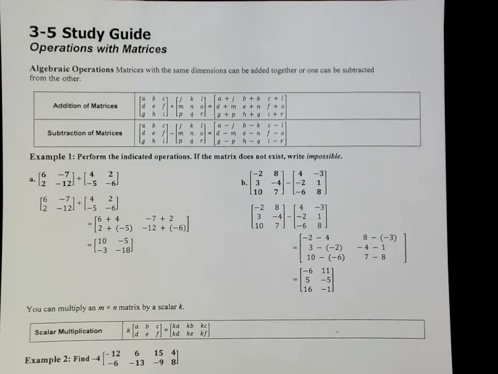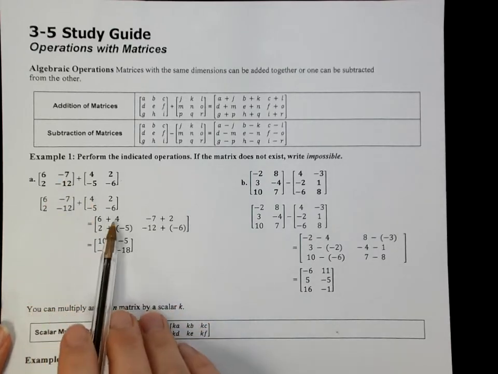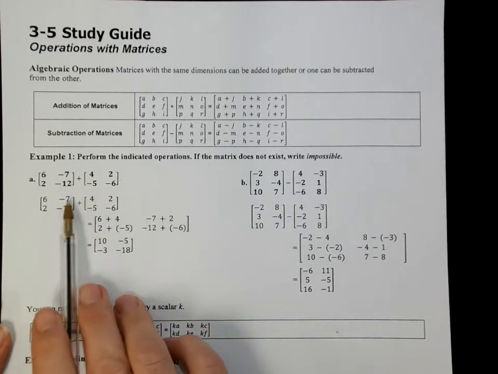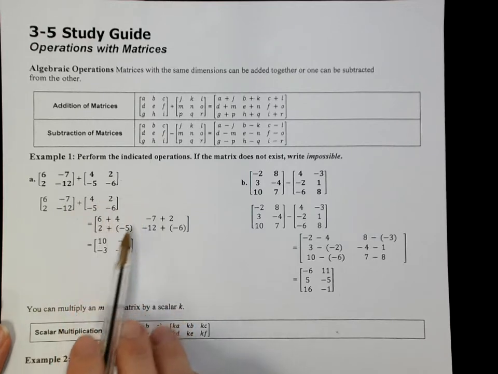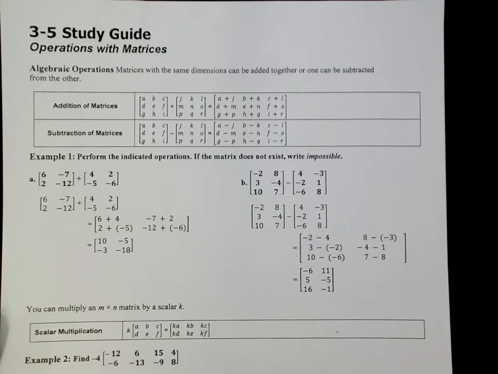Okay, when you add matrices or when you subtract matrices, each element that's in the same position gets added or subtracted together. So for example, they've done this problem here. The 6 adds with the 4 to be 10. And the -7 adds with the 2 to be a -5. And they stay in that same location. Same thing when you subtract.